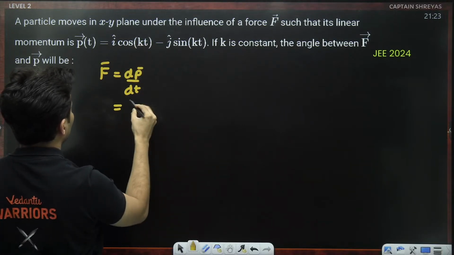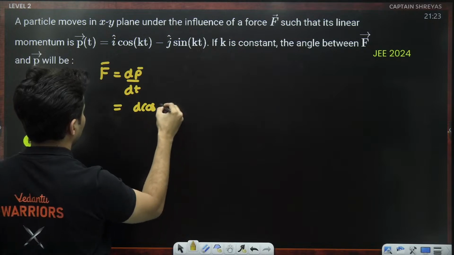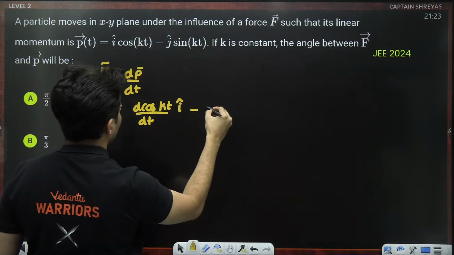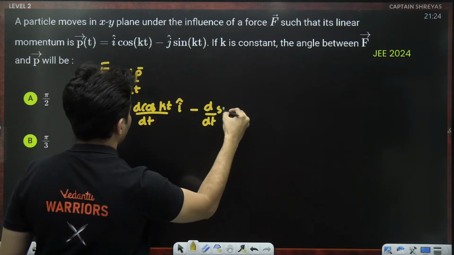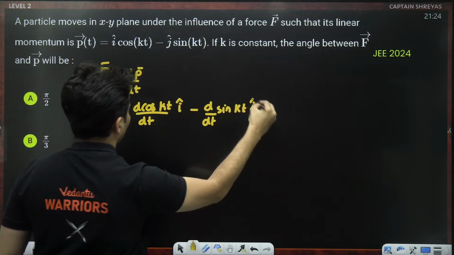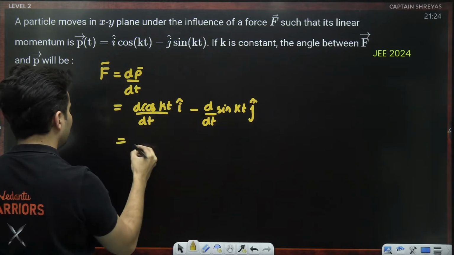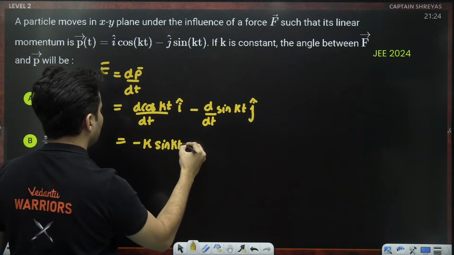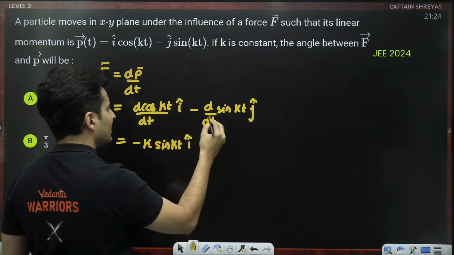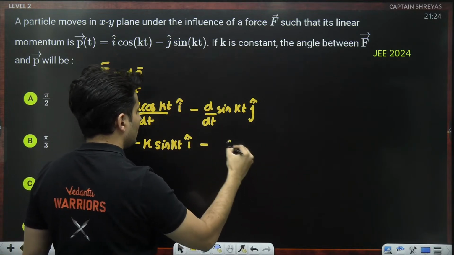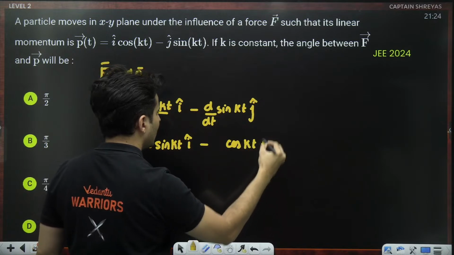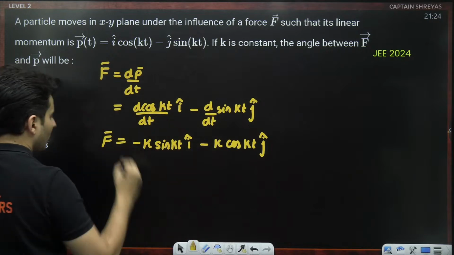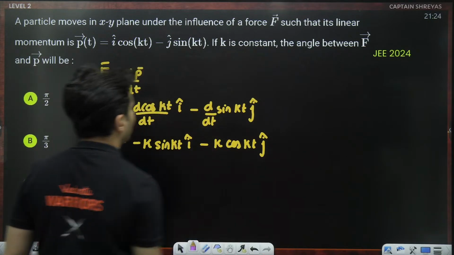So this is i cap. So the derivative of cos kt with respect to time, this will be i cap minus the derivative of sin kt j cap. Perfect. The derivative of cos is a negative sign and k comes outside. So minus k sin kt i cap, minus, sin's derivative is cos, so it will be cos kt j cap, and that k will also come outside. It is not k cap, it is some constant. Don't get confused.